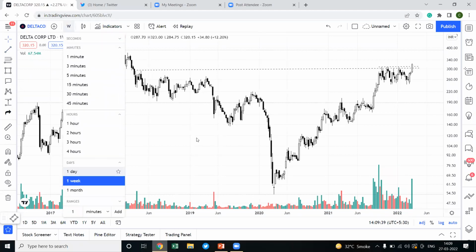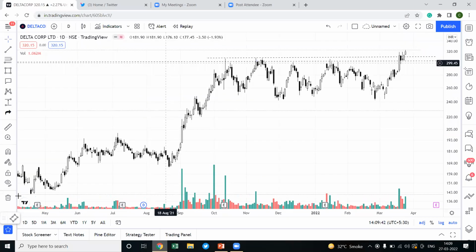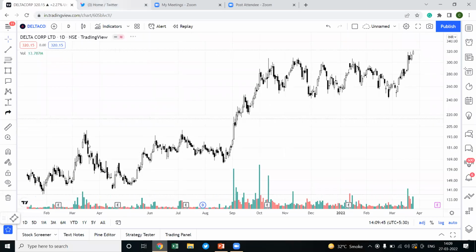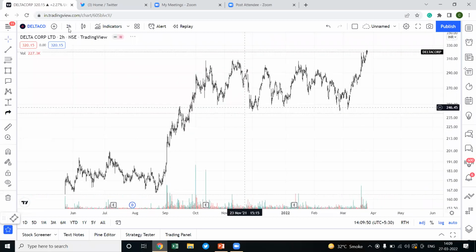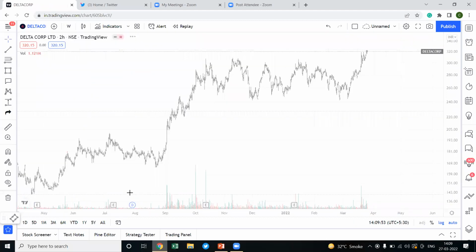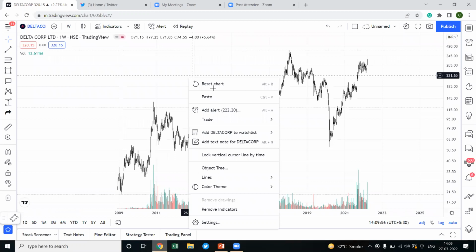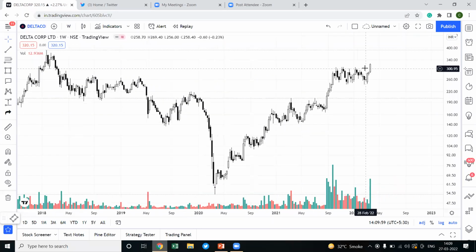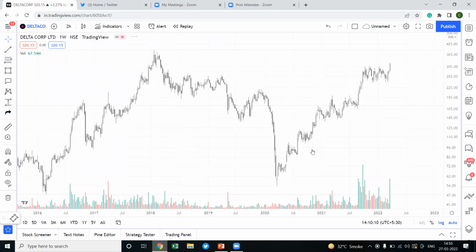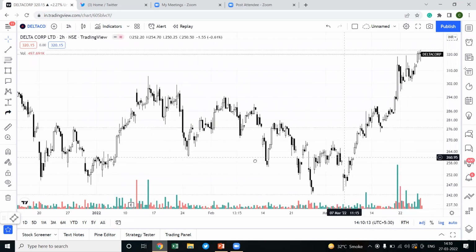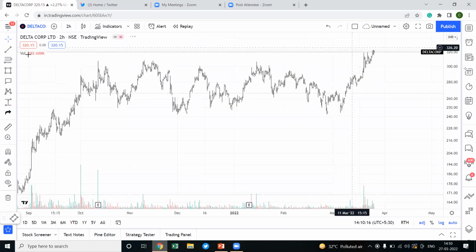Go to the daily time frame. Delta Corp is looking good on the daily and the weekly chart. The only thing over here is when to enter this particular stock. Either you can enter the stock at CMP and keep a stop loss below this particular candlestick, and the target would be around 380, 390 levels. But for timing purposes, we'll go a bit lower. We'll try to identify if we can enter at a level which has a good risk reward ratio.